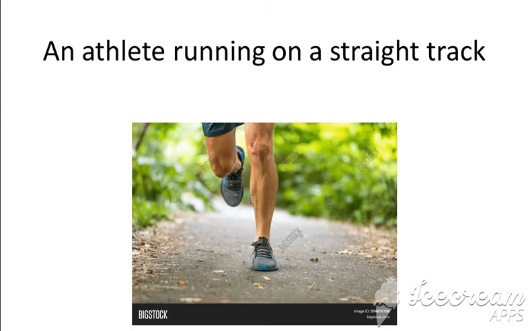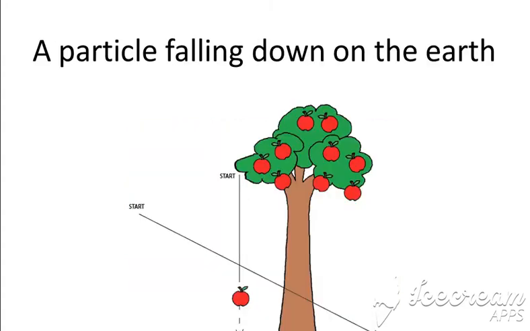So he is moving in a straight track. So it is a linear motion. Next, a particle which is falling down on the earth. So it is moving down in a linear way. Okay. Next is circular motion.